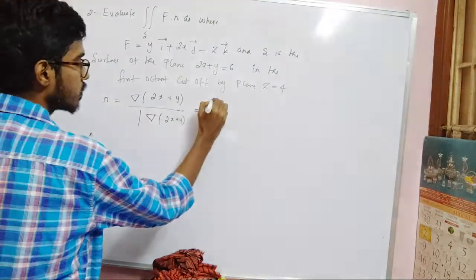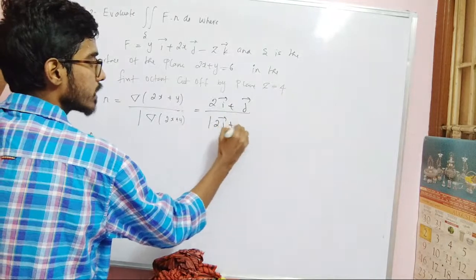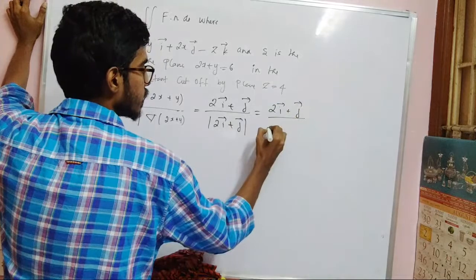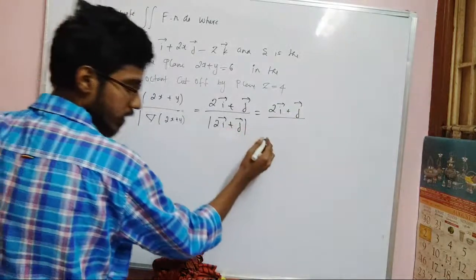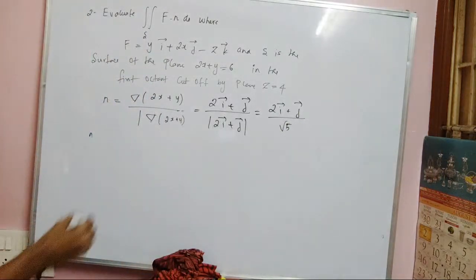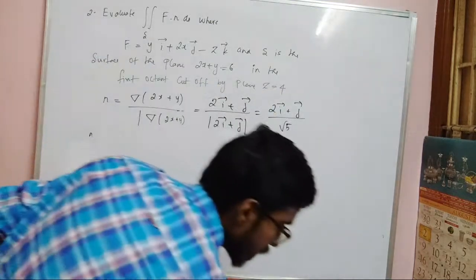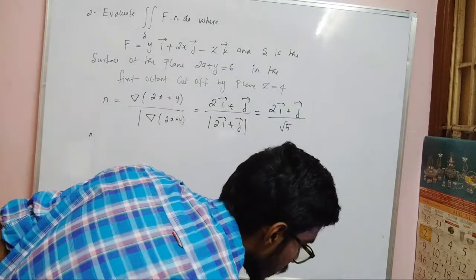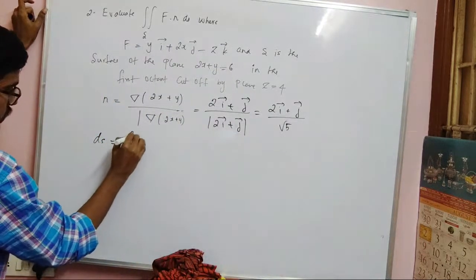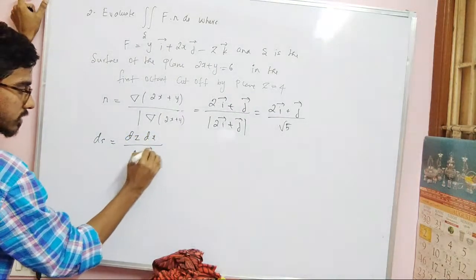So this is 2i vector plus j vector by the modulus of 2i vector plus j vector, and this is 2i plus j divided by the square root of x square plus y square, which is root 5. This is our n. We have only x and y, so we will take z from 0 to 4, and dS is the same: dS is equal to dz dx by n dot j.